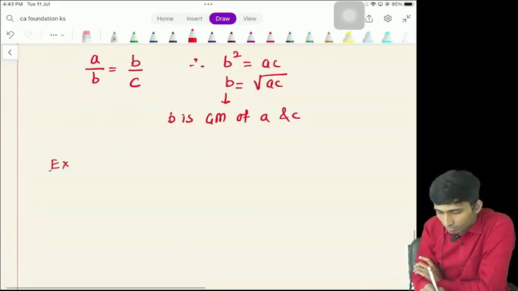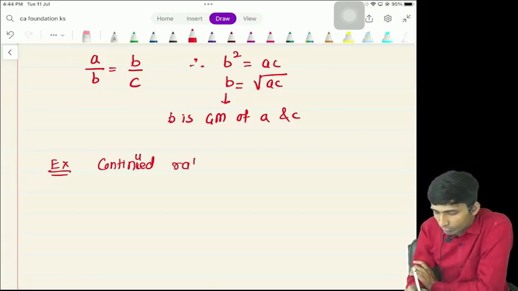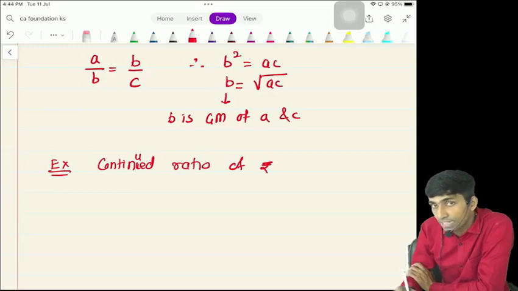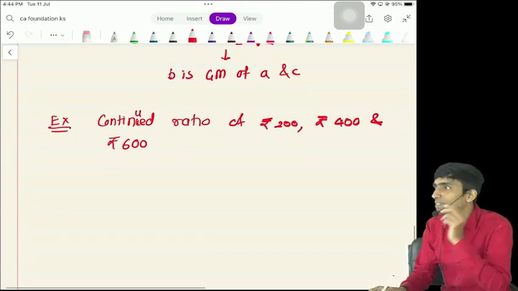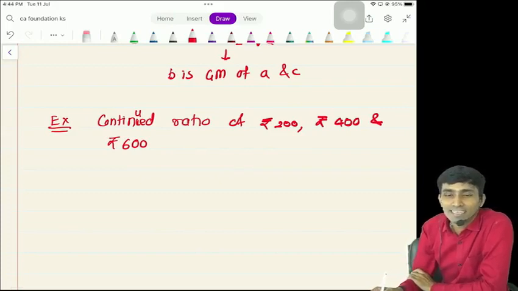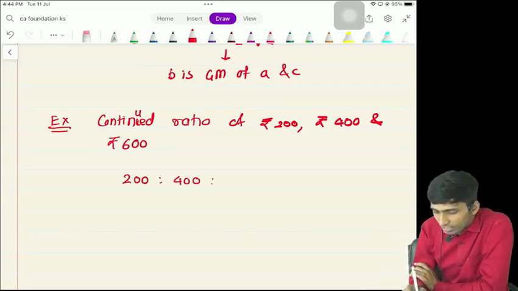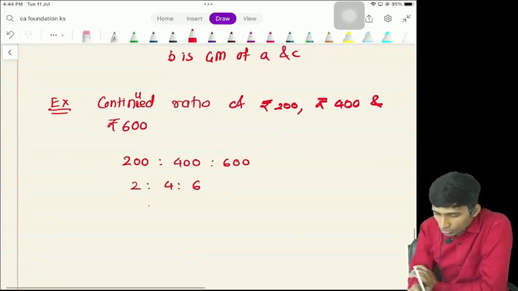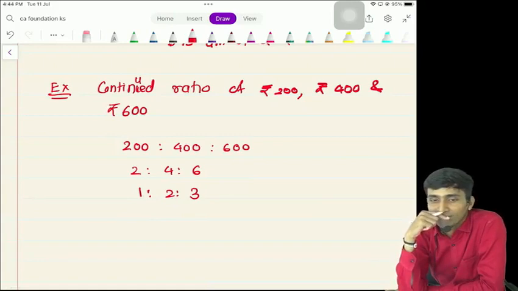Example. Continued ratio of rupees 200, rupees 400 and rupees 600. Continued ratio we want. So what we will do? 200 is to 400 is to 600. So next 2 is to 4 is to 6. 1 is to 2 is to 3. Easy, isn't it?